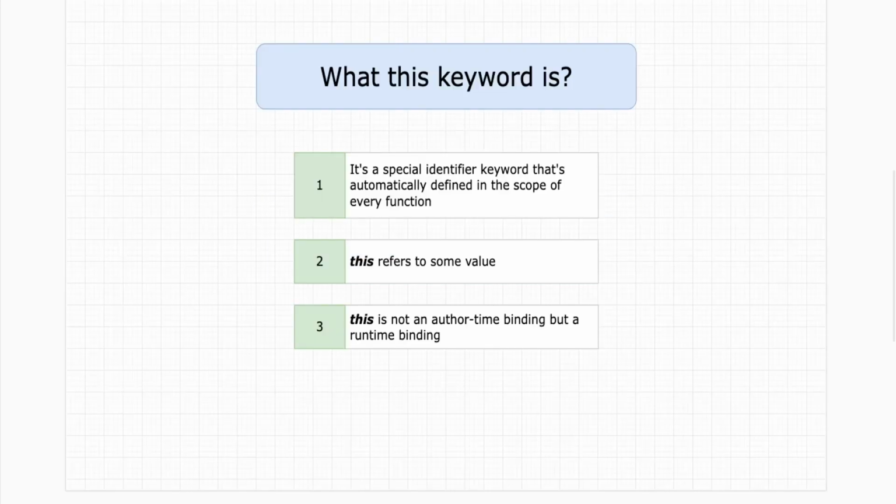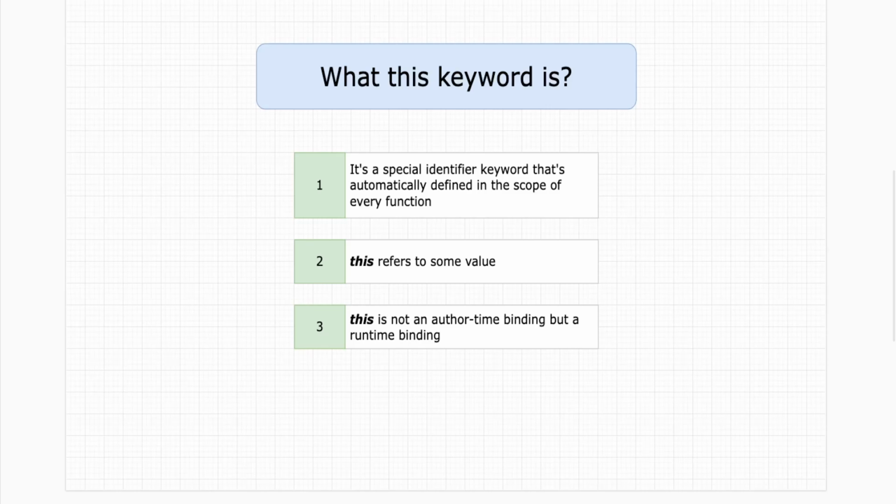Alright guys, let's start with the very first question: what this keyword actually is. Let me answer this question with just 3 points. Point number 1, this keyword in JavaScript is a special identifier keyword that's automatically defined in the scope of every function. Now, how the scope of every function is defined, we will discuss in the next slide.